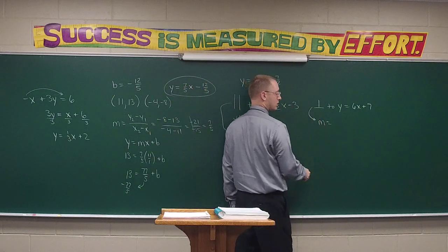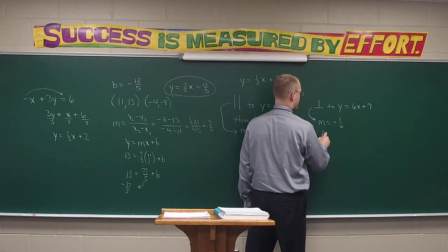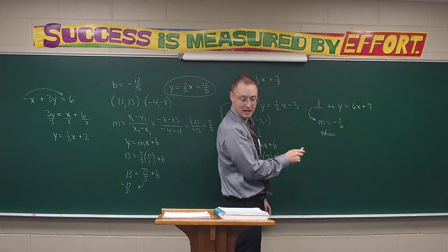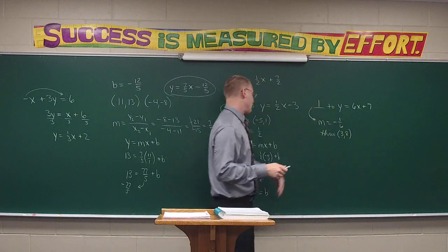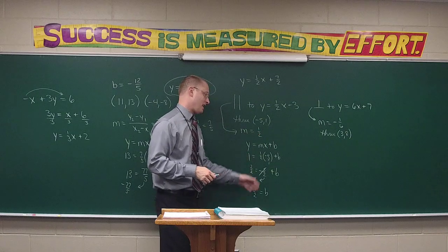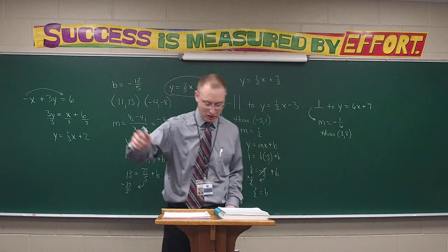So our slope is negative 1/6, and it's going through the point 3, 8. And we're going to do all the same things. We're going to plug in the m, plug in the y as 8 and the x as 3, and solve it. What did you get for your answer?